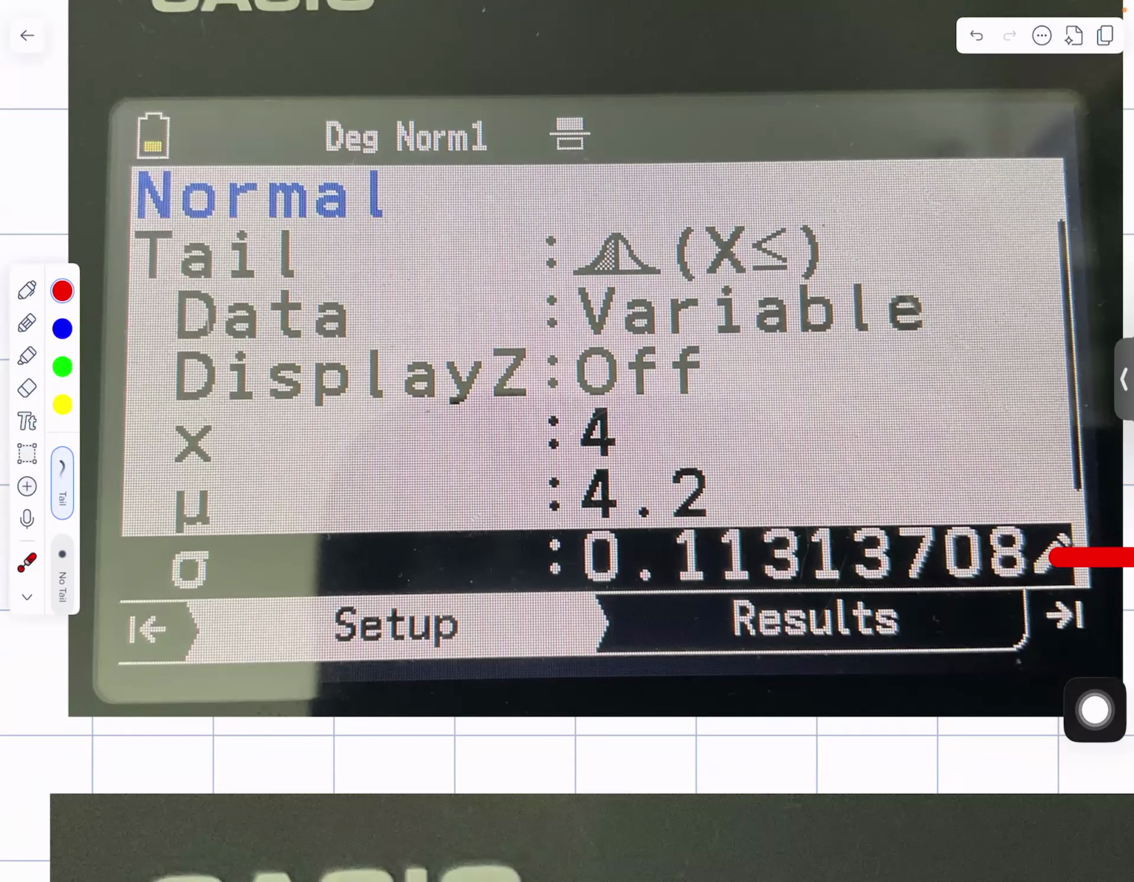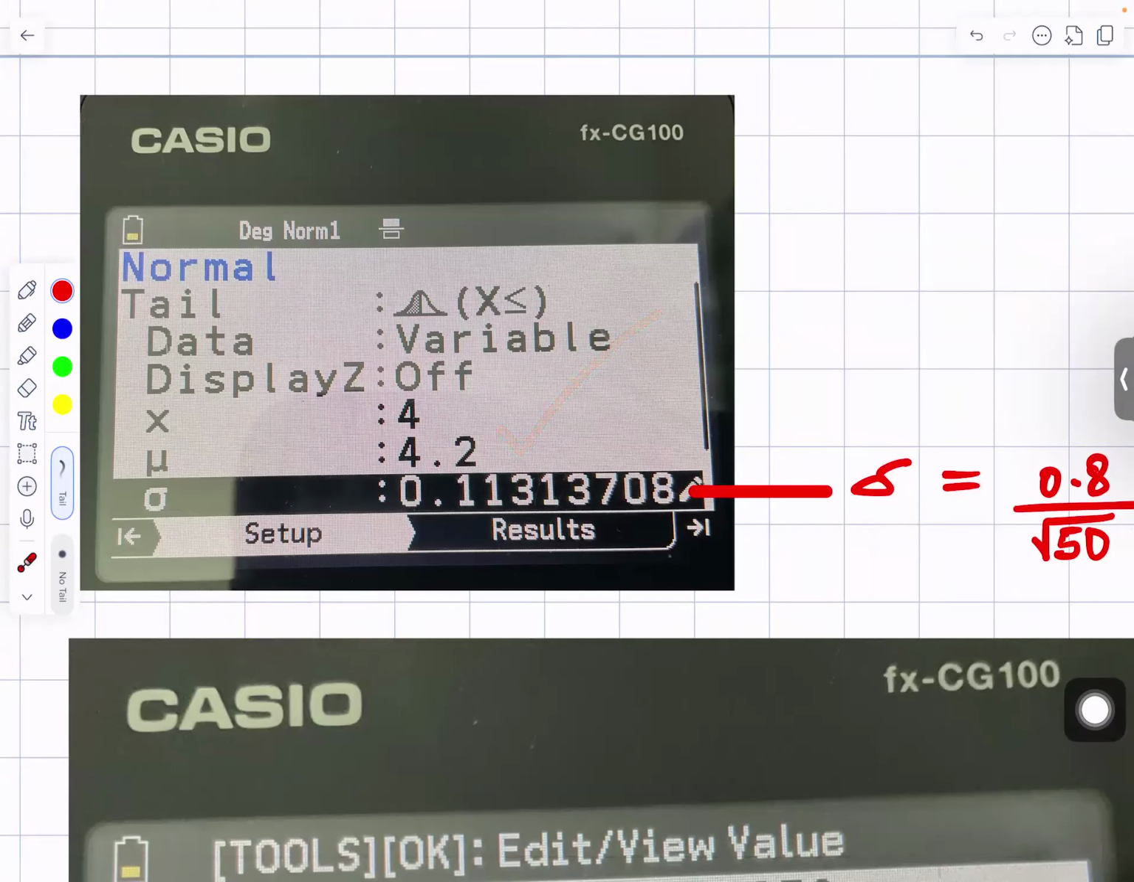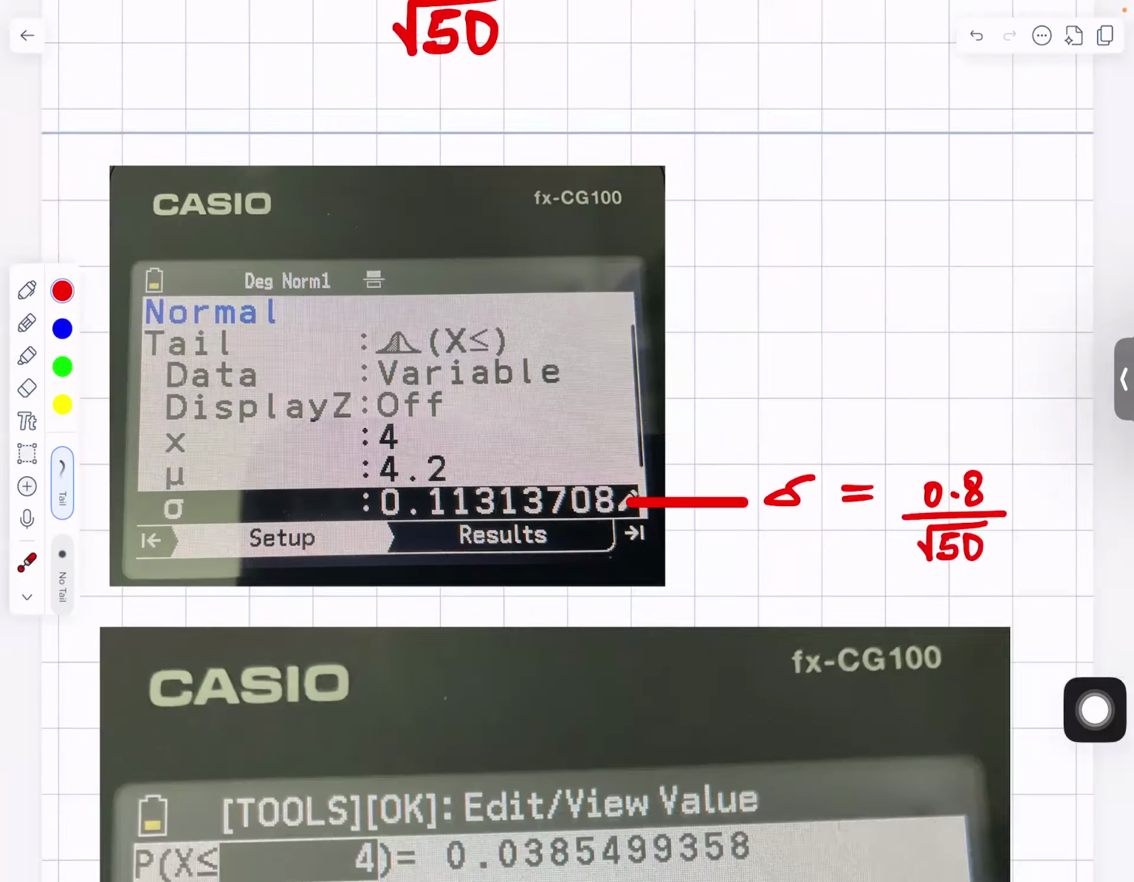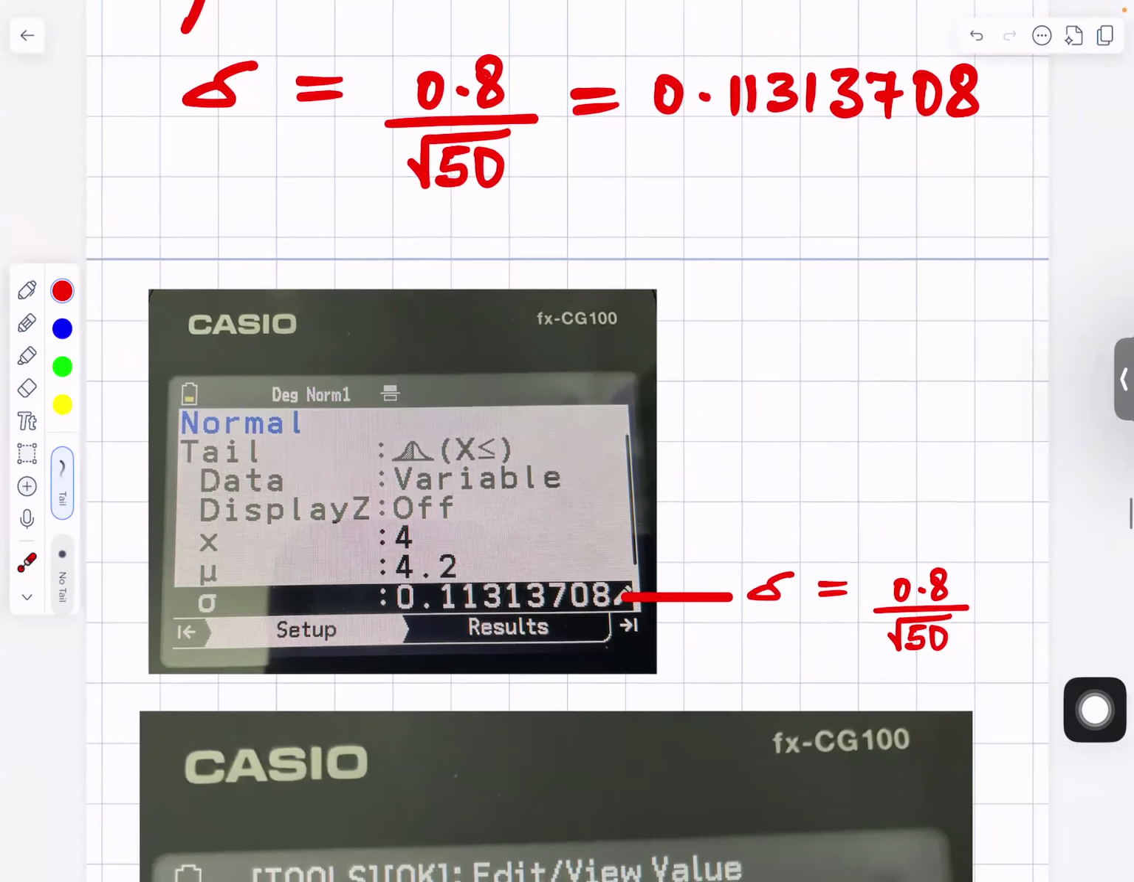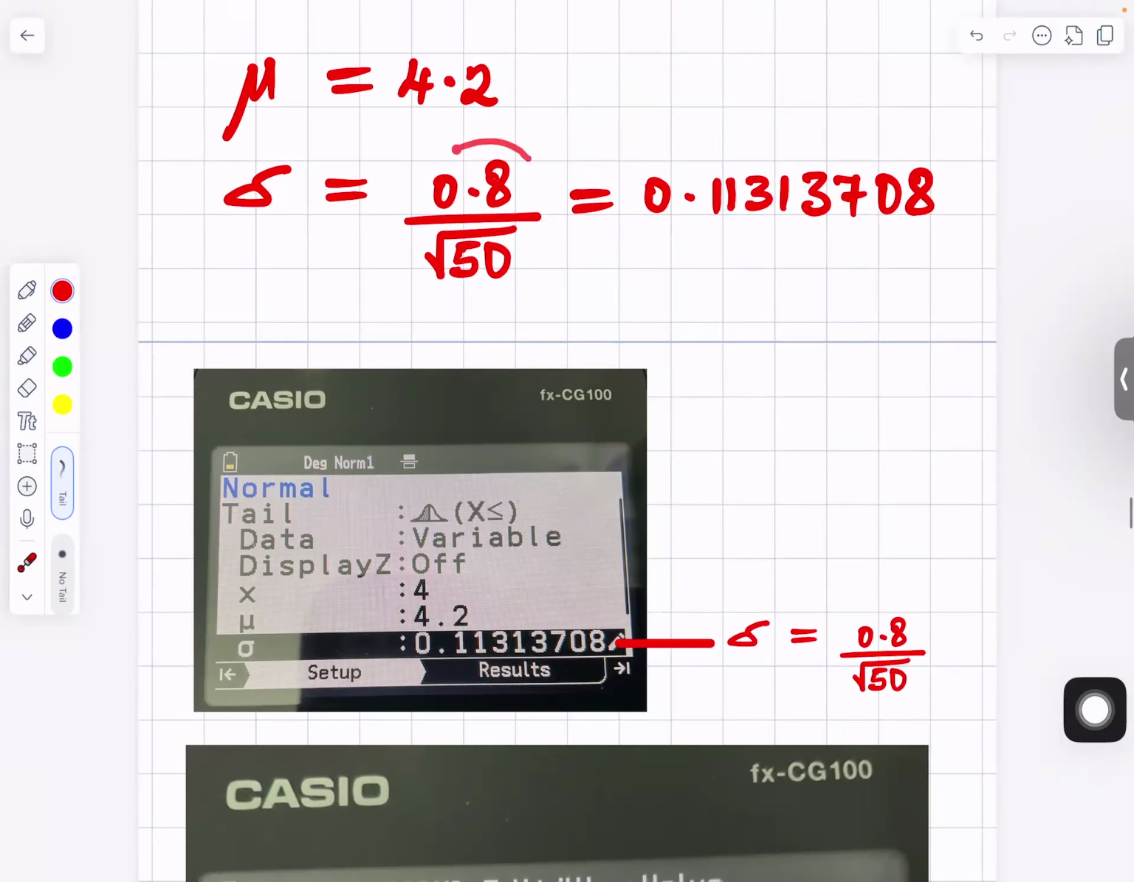So the tail, it wants to see if it's less than 4. Data is not a list of things, it's just a variable. And then the display, don't worry about. Put 4. The mean is 4.2. And then the standard deviation. Because it's the sample, I work it out from this. You put 0.8 divided by square root of 50. It will give you 0.11313708. So the mean is 4.2, standard deviation is this. I put it there.